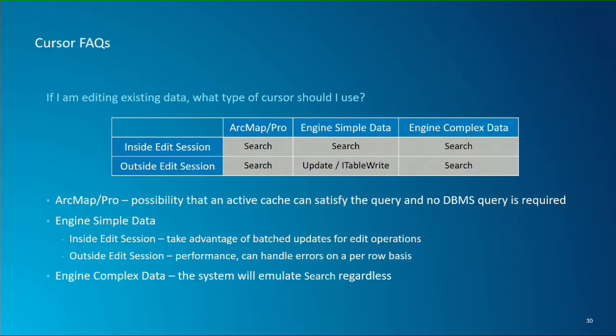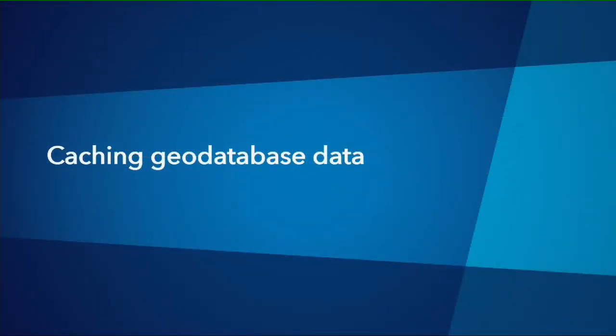If you're doing things inside ArcMap or ArcGIS Pro, either inside or outside of an edit session, the cursor that you want to use is a search cursor. If you're writing a standalone engine application, if you're using edit sessions or not, you still want to use search cursors. The one time where you would not want to use a search cursor is when you're editing simple data through an engine application outside of an edit session. Then go ahead and use an update cursor. That'll give you best performance because you can use the ITableWrite API that's really screamingly fast. Otherwise, just use search cursors, okay? That's the rule. Just use search cursors. That's kind of weird, huh? It is.